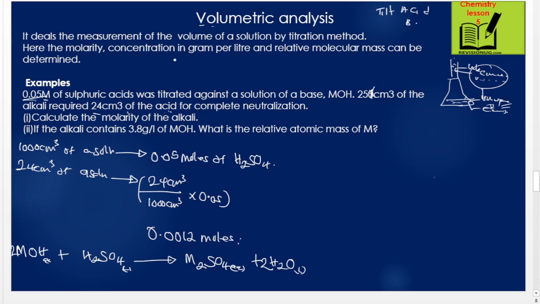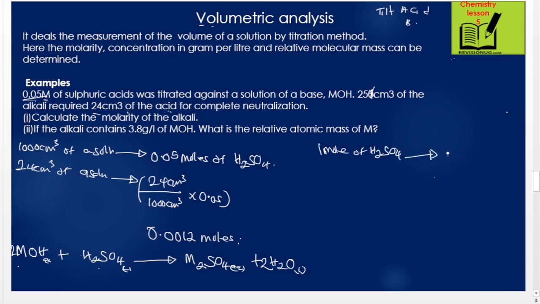We are going to use the mole ratio here. So here we are comparing sulfuric acid and this alkali, whereby here we have 1 mole and here there are 2 moles. So we shall say 1 mole of sulfuric acid reacts completely with 2 moles of the alkali, MOH.